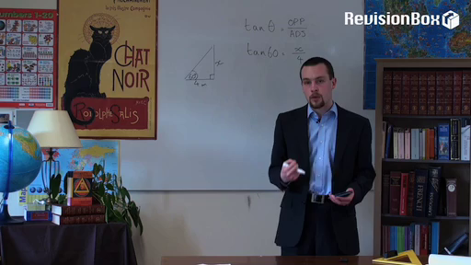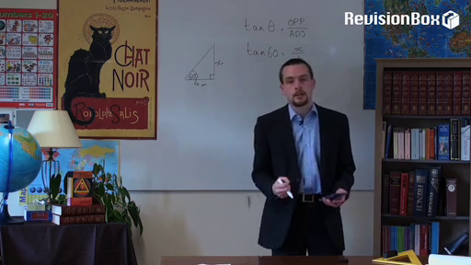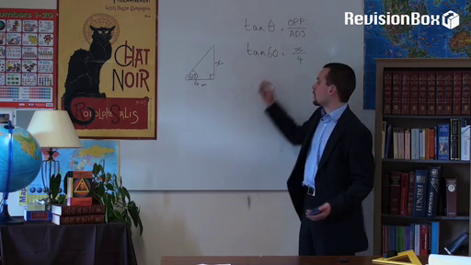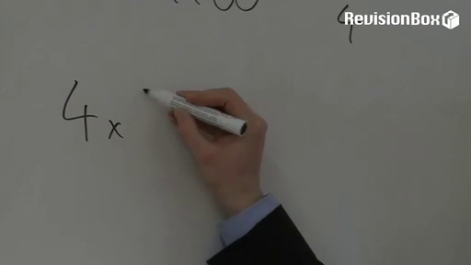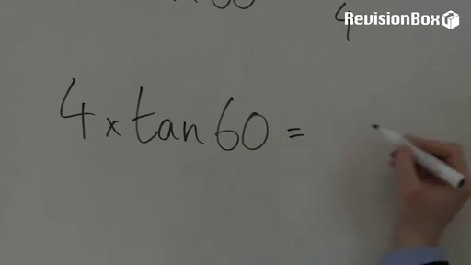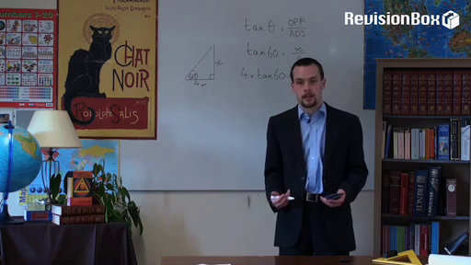Now we have an equation that we can work with to find x. First, we need to get x on its own. So we've currently got x divided by 4. So if we multiply both sides by 4, that will give us 4 times tan 60 on the left-hand side, and x left on its own on the right-hand side.